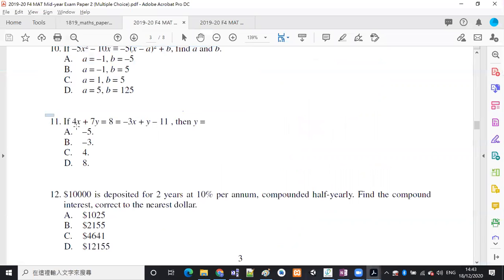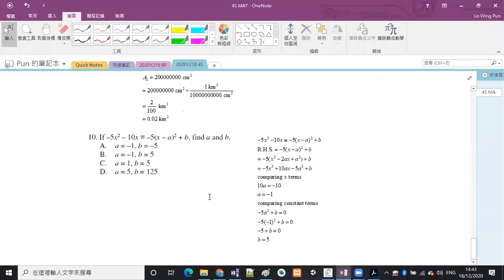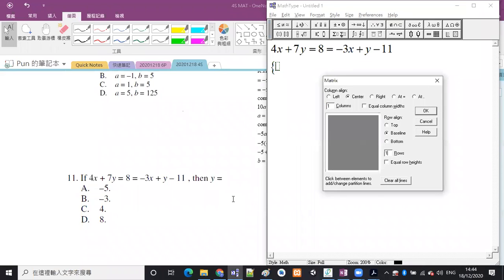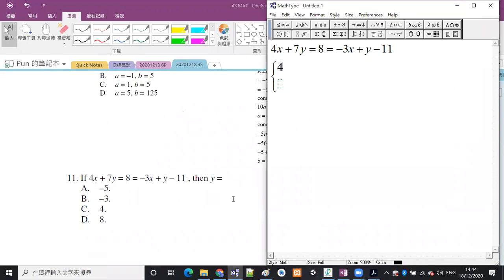Number 11, simultaneous equations. So we have 4x plus 7y equals 8 equals -3x plus y minus 11. We have this type of simultaneous equation, left, middle, right. Okay, 4x plus 7y equals 8 is equation 1, and -3x plus y minus 11 equals 8 is equation 2.